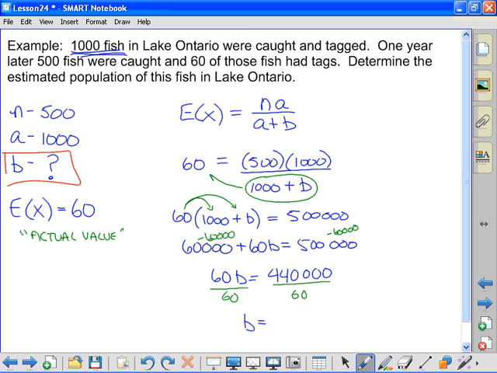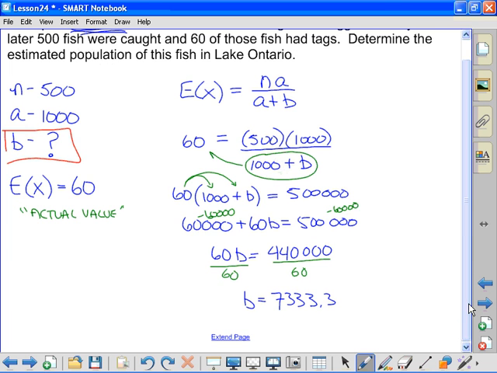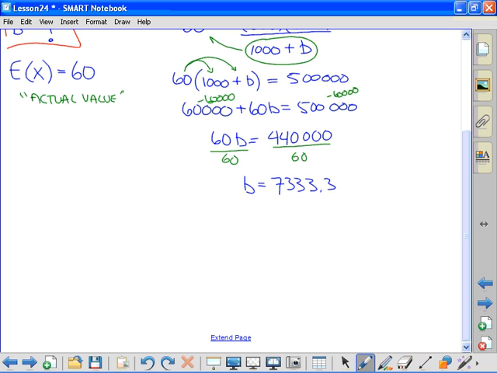So b would equal 7,333.3. Now obviously again, I can't stress this enough, use common sense. You can't have 0.3 of a fish. So therefore, there are 7,333 untagged fish.